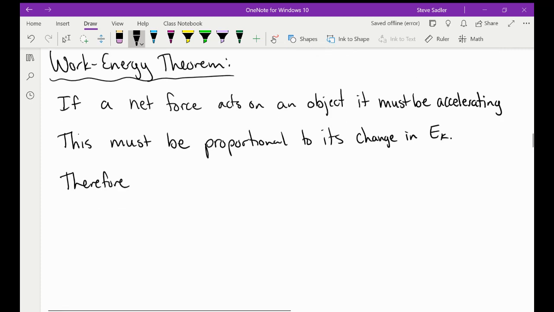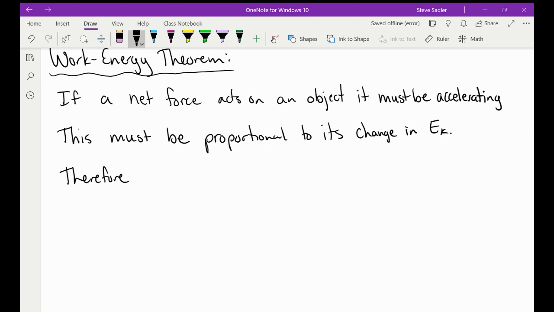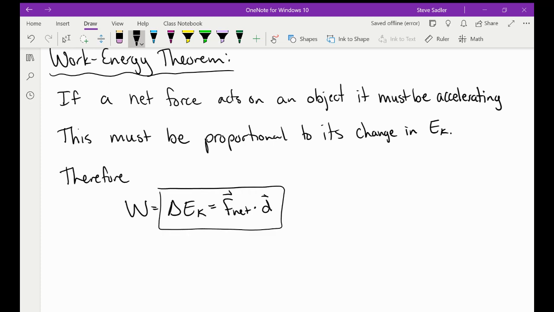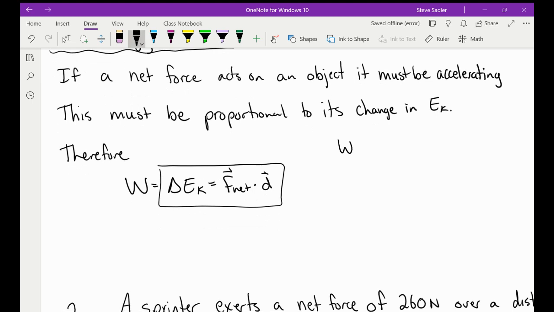Therefore, we can come up with this formula where work is equal to the change in kinetic energy, which is equal to the F net multiplied by the displacement. It's this part here that we want to use. So this is the work energy theorem: F net multiplied by the displacement is equal to the change in kinetic energy, or vice versa. I think you see this on your formula sheet as work is equal to change in energy, and then it's up to you to put it into that form.